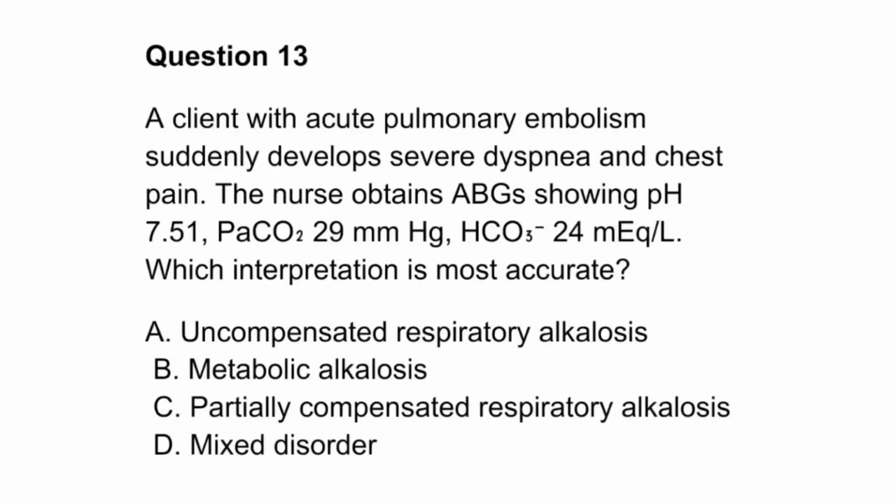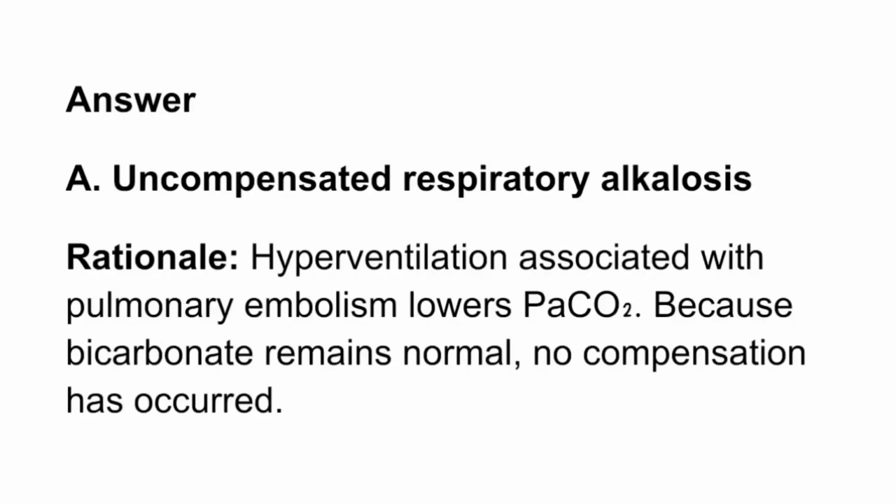Question 13. A client with acute pulmonary embolism suddenly develops severe dyspnea and chest pain. The nurse obtains ABGs showing pH 7.51, PaCO2 29 mm of mercury, HCO3 24 milliequivalent/L. Which interpretation is most accurate? A. Uncompensated respiratory alkalosis. B. Metabolic alkalosis. C. Partially compensated respiratory alkalosis. D. Mixed disorder.